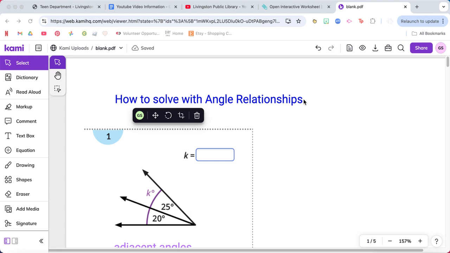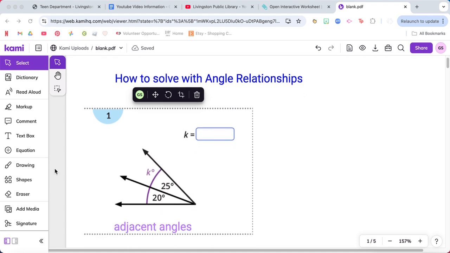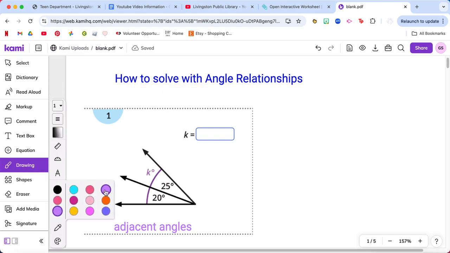So I'm going to be showing you guys how to solve with angle relationships. So the first one, we're going to solve for the variable. In this case, we're going to solve for k.